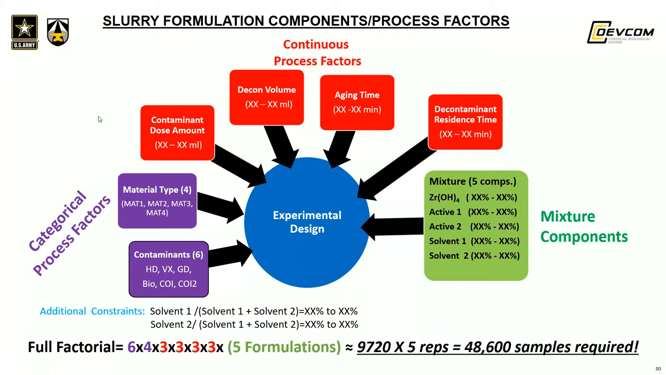And then finally, we get to our mixture, which has 5 components. 4 of them remain nameless, and they're in specific percentages, which I'm not disclosing here. And if all that's not enough, we have some additional constraints on the solvents, because this stuff has to be sprayable when it's done. And they're shown down there at the bottom. So this is a really complex design space.